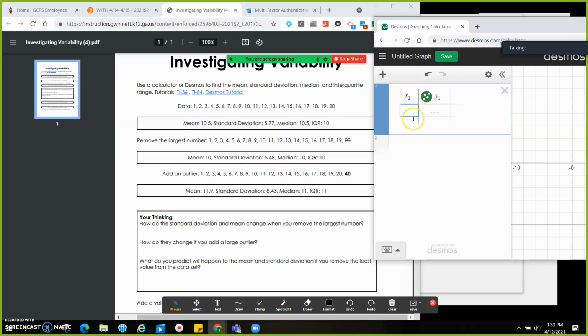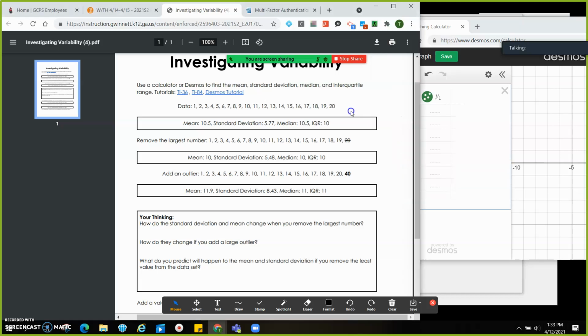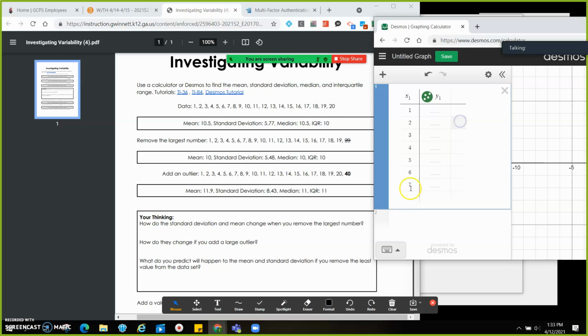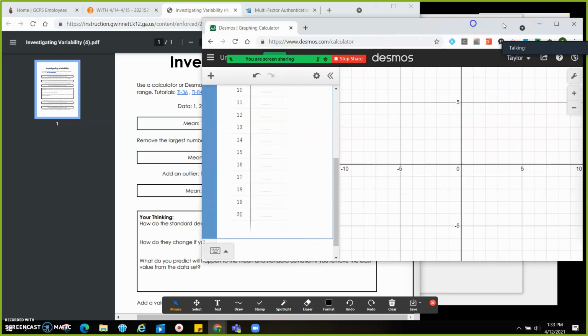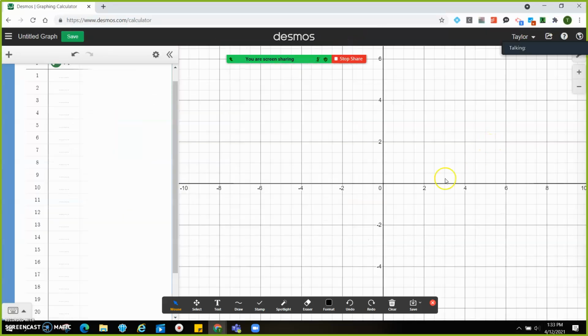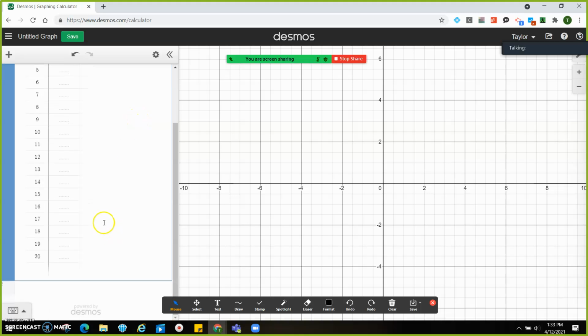Then on this side, you're going to type all of your data set out. So 1, 2, 3, 4, 5, 6, 7, oops, sorry, 8, 9, 10, 11, 12, 13, 14, 15, 17, 18, 19, 20. Okay.